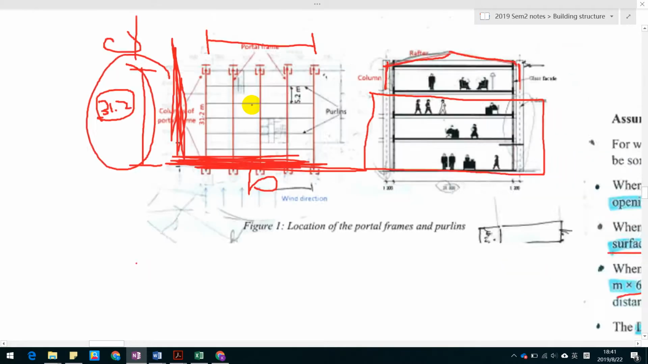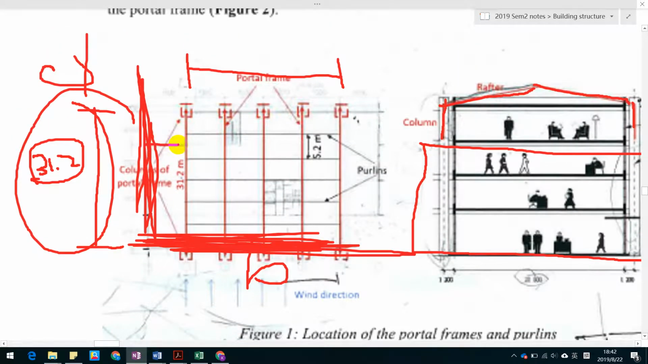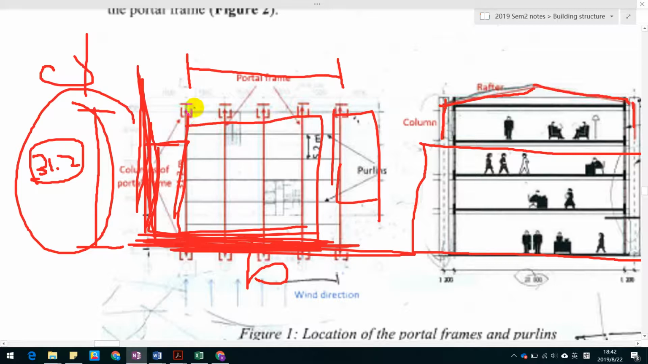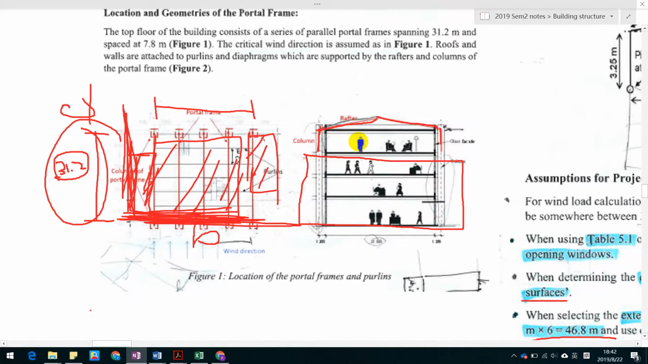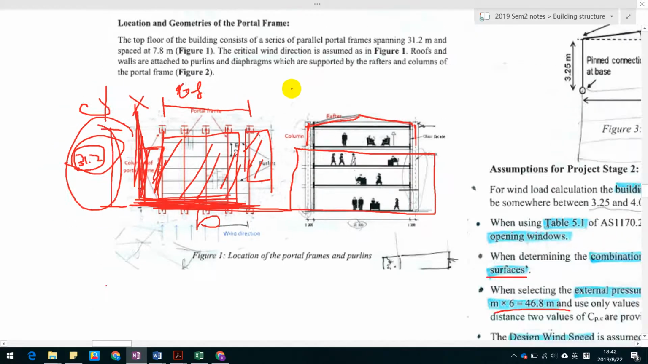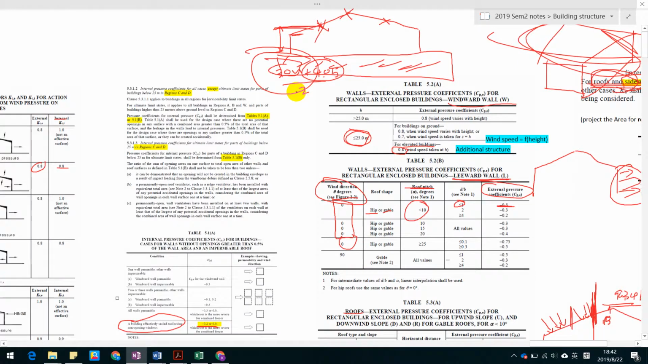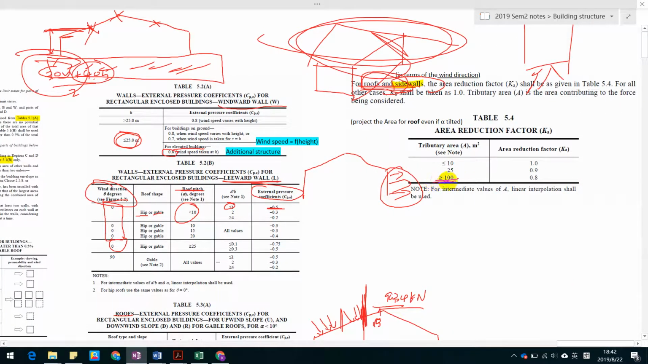Okay, so this roof, there is a small roof here. There's also a big roof here. There's also a roof here. And this same state that we project on to calculate the traffic area. And as we say, this is 31.2, this is 46.8, so the multiplication produces somewhat greater than 1,000 square meters. So the area reduction factor we apply here for the roof is 0.8.